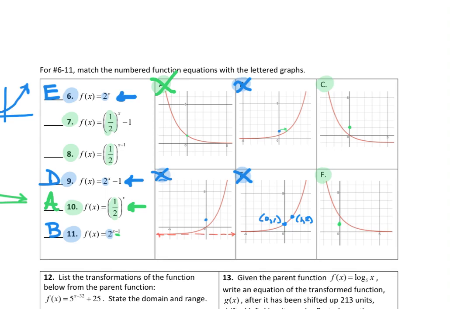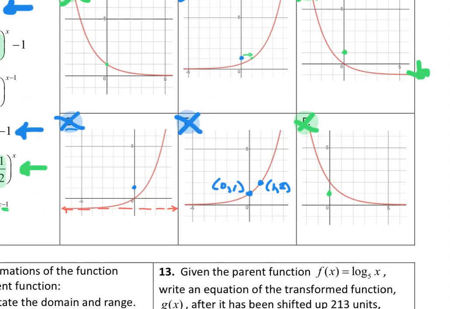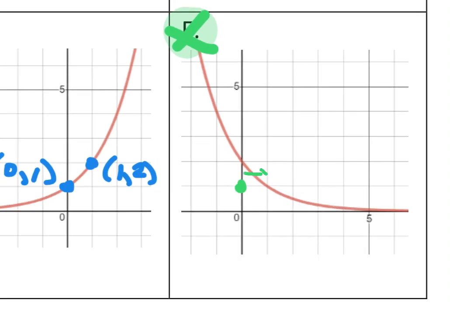And then for number 7, it's shifted down 1, and so C is shifted down 1. And so that's going to be C there, and that leaves me with F for number 8, and that's a shift again to the right 1, and you can see on this graph that it's shifted to the right 1.